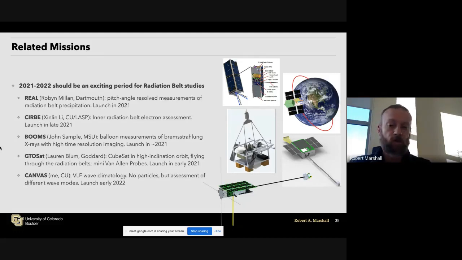BOOMS is a balloon mission from John Sample, which again is going to do Bremsstrahlung X-ray measurements. And it's going to also image. So just like APEX is imaging precipitation from above, BOOMS is going to image it from below.